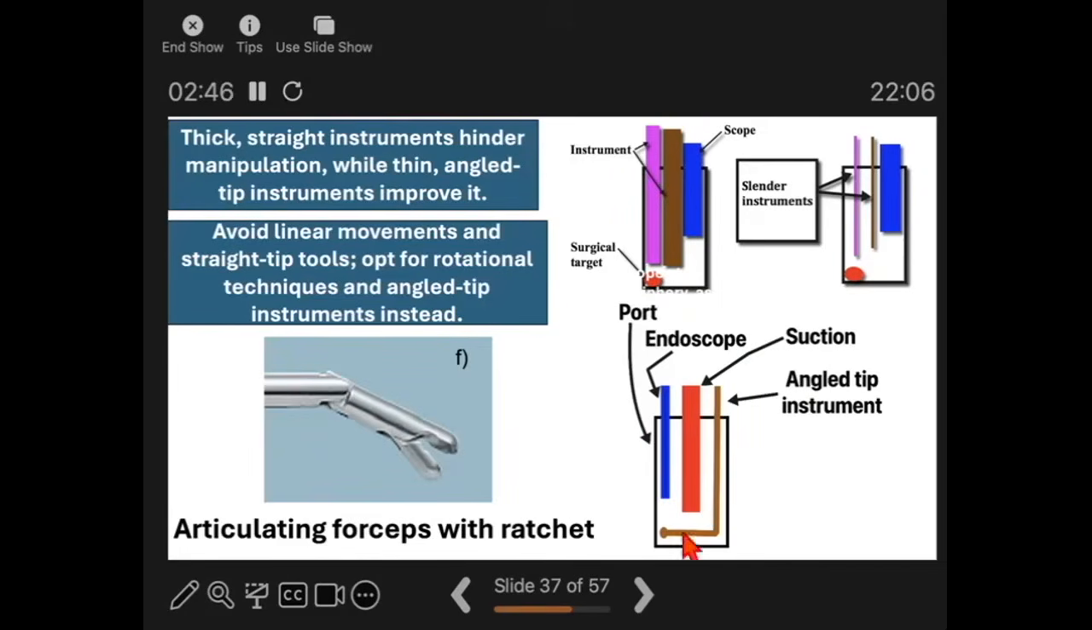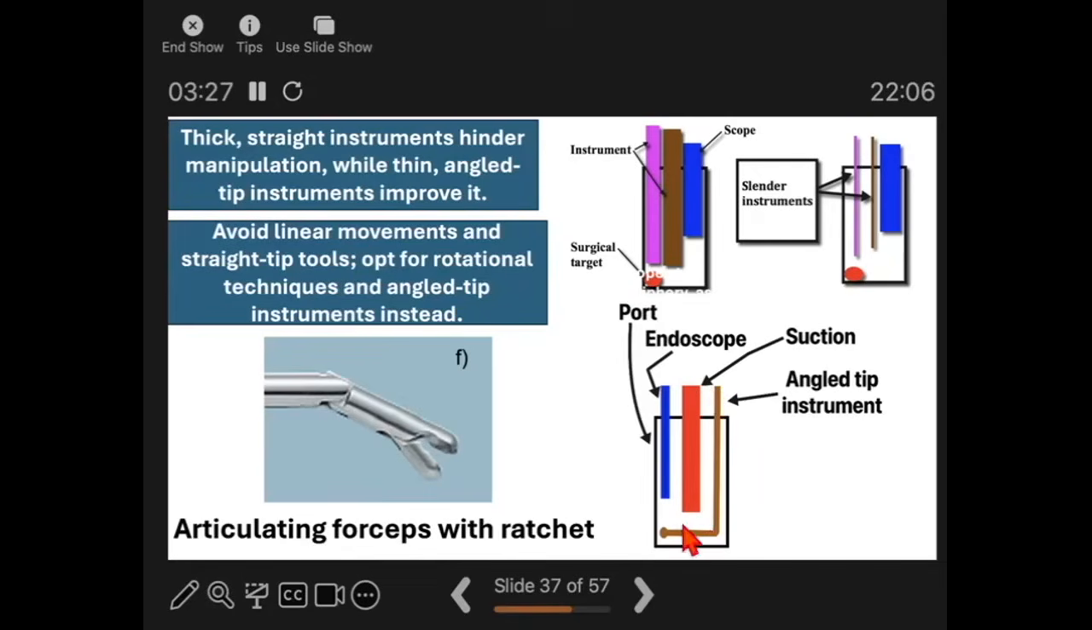In this particular image, one can see that the endoscope is nicely placed at the corner, but there is a suction and there is another instrument. So presence of suction will also obstruct instrument manipulation in this particular narrow corridor.